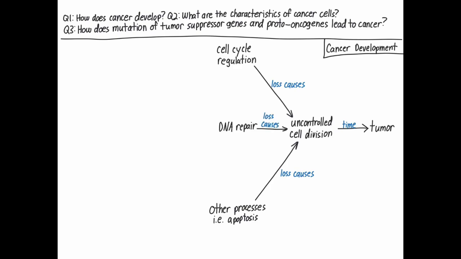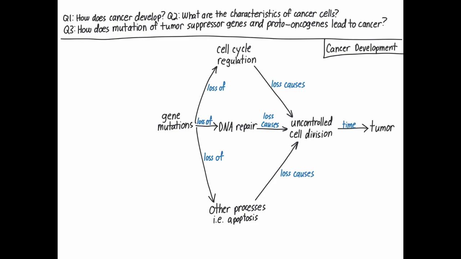Loss of DNA repair can also contribute to the uncontrolled division of cells because DNA damage that causes loss of cell cycle regulation is not repaired. For some cancers, all 3 of these things must be lost in order for uncontrolled cell division to occur. Loss of these essential processes is caused by the loss of the proteins that carry them out, which happens when the genes encoding these proteins are mutated.